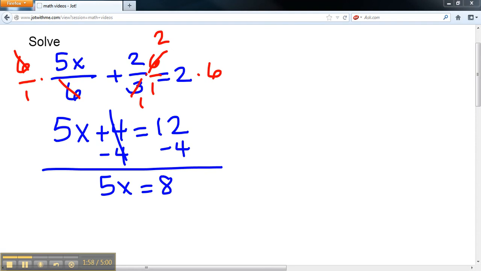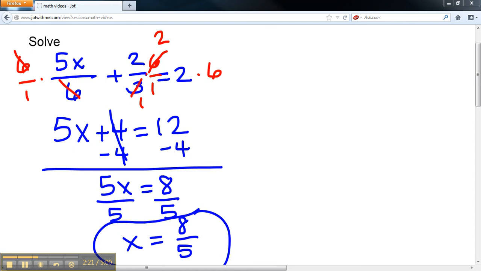Now I don't quite have x all by itself yet, because it's multiplied by that 5. I'm going to divide both sides by 5 to keep it equal. And I'll get x equals, and I'm just going to leave this as a fraction. My original equation had fractions in it, so that tells me it's okay to leave it as a fraction, and I'm going to leave it as the improper fraction that it is. So x equals 8 fifths.